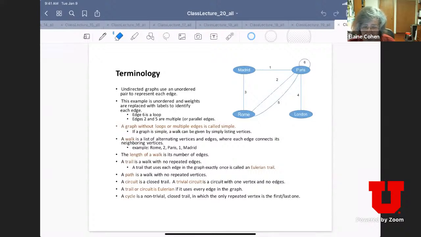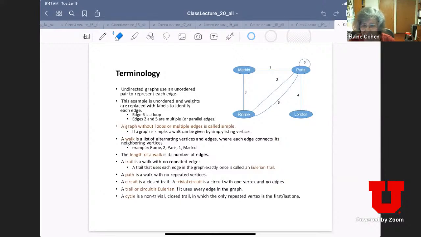This particular graph, we see that the edges are just numbered to show where they are. And you can have multiple edges. Now, a graph without loops or multiple edges is called simple. That means there's at most one edge connecting any two vertices, and there are no loops from a vertex to itself. Now, we've got a lot of terminology here.